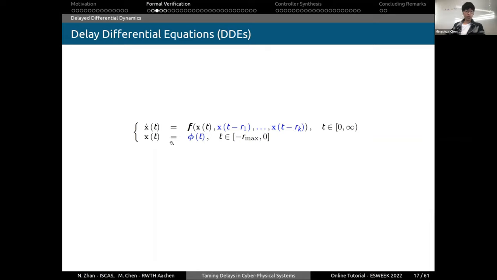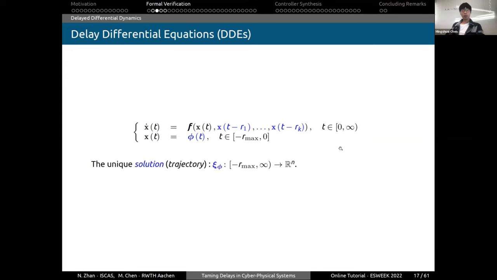And so in the second line, we have the initial condition, which basically tells us how the system looks like at the start of the evolution. In contrast to ordinary differential equations, where one single initial state suffices to determine all the subsequent states, in delayed differential equations, we somehow need a function as the initial condition. So here, the function phi of t basically models the states from time minus r max up to zero. And here r max is the maximum delay among r1 to rk.